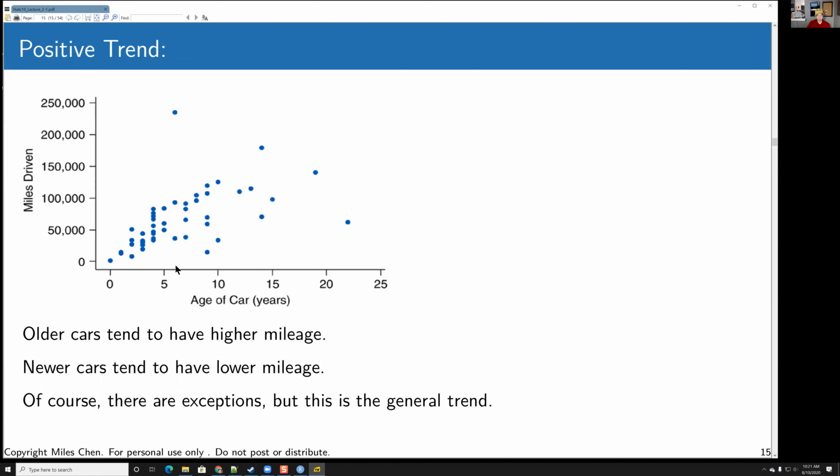There are some exceptions. Here is a car that's maybe only 6 years old and yet has 240,000 miles on it, which we would consider to be an outlier. And here's a fairly old car, maybe 22 years old, and has only maybe 70,000 miles on it, which is quite low comparatively. But the overall trend is that as the car gets older, we see more and more miles driven on it.